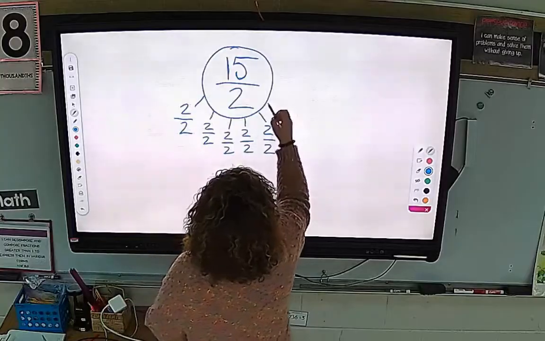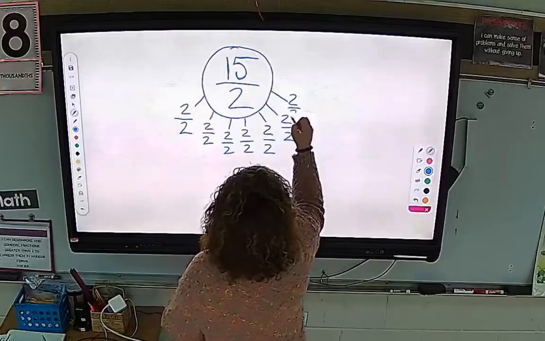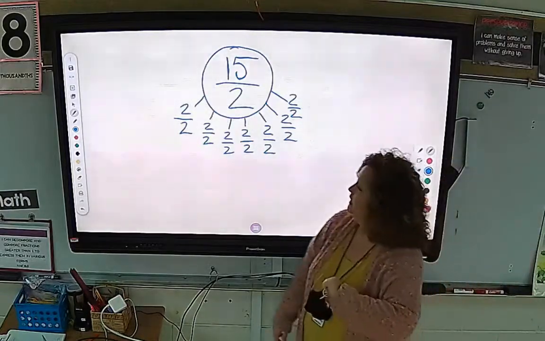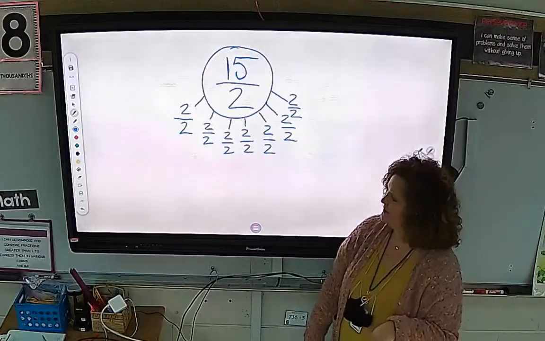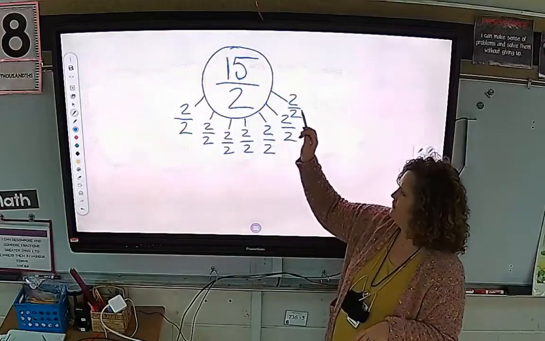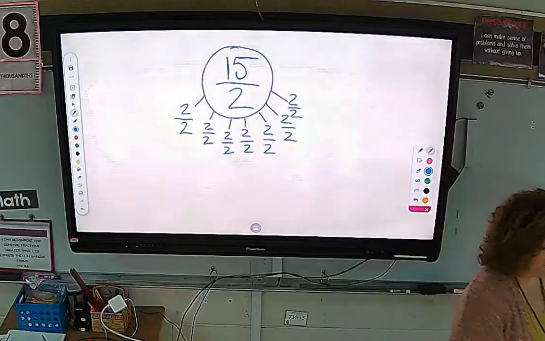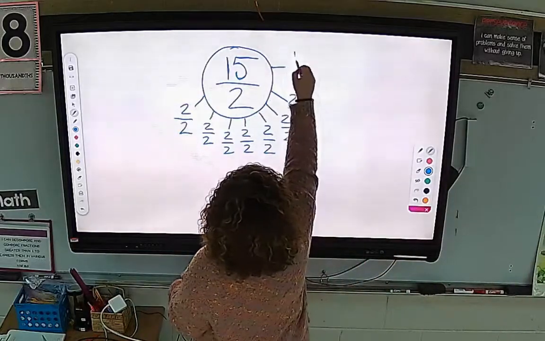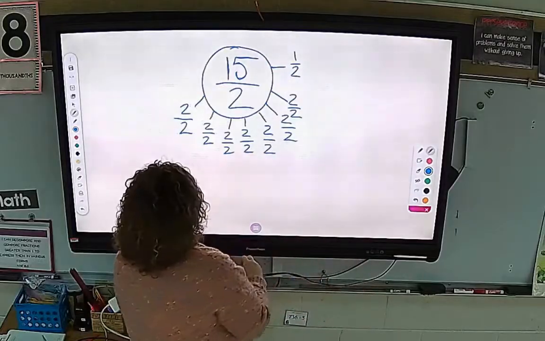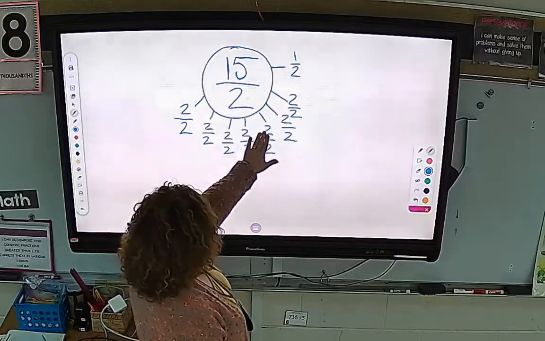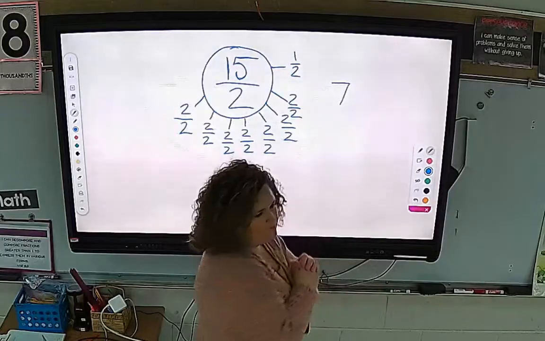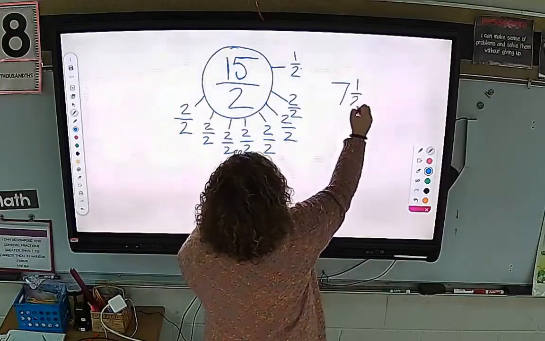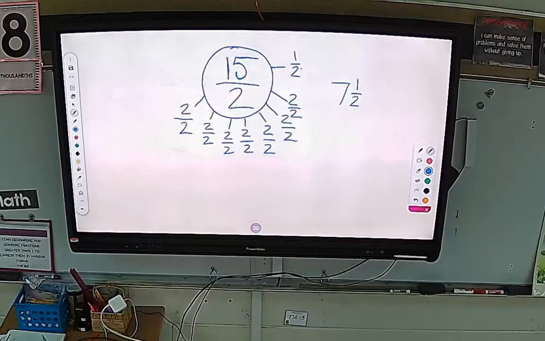One, two, three, four, five, six, seven. That's the octopus reference a little while ago. It said like an octopus, not an exact octopus. All right, 2, 4, 6, 8, 10, 12, 14. I've pulled out 14 halves. That's not 15, though. How many are left over? One half is left over, so I'm going to have to show that. Okay. Well, I've got 1, 2, 3, 4, 5, 6, 7 whole. Seven whole numbers. And then I've got one half left over. So I just created the mixed number, 7 and a half.